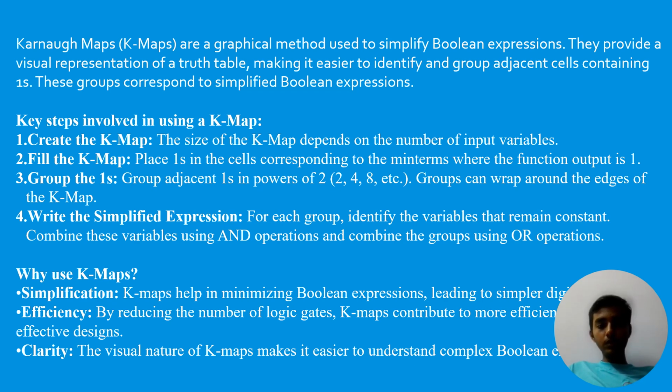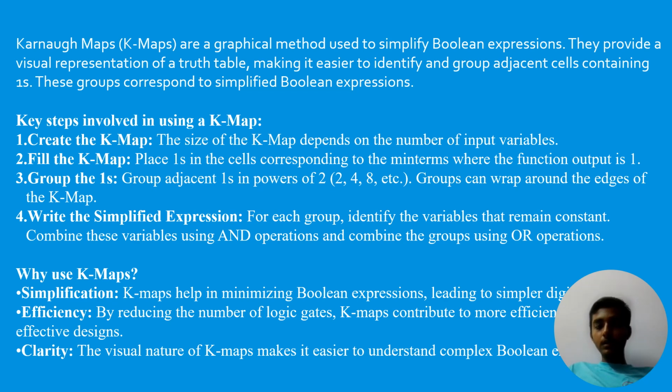Next, key steps involved in using K-maps. First one, create a K-map. The size of the K-map depends on the number of input variables. That means we can use two input variables, three input variables and four input variables. These are the main input variables which we use. Fill the K-map. Place ones in the cells corresponding to minterms where the function output is 1. We have to place ones in the corresponding input where the input will produce output 1.